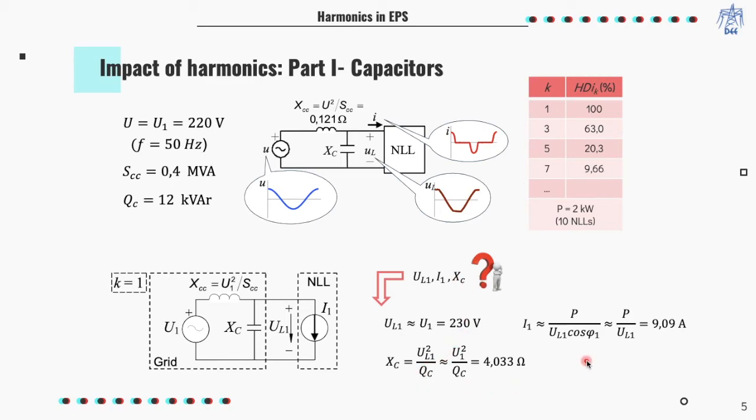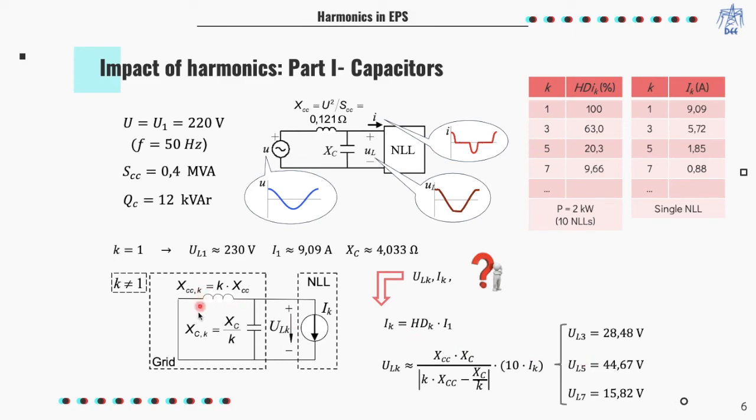For the harmonics, we have this harmonic equivalent circuit, and first we will determine the harmonic currents of the nonlinear load from the harmonic current spectrum and the fundamental current. We will then multiply the equivalent impedance of the parallel between the reactance of the grid and the reactance of the capacitor by the harmonic currents consumed by the nonlinear load to obtain the harmonic voltages.